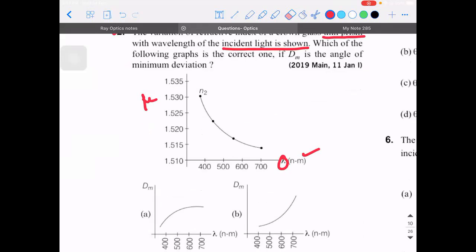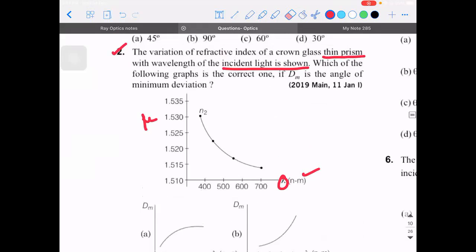So how to solve? Since they use thin prism there is only one formula, delta m is equal to mu minus 1 into A. Correct? So how is refractive index related to wavelength? Inversely proportional. Mu is equal to c by v. So how is c written in terms of lambda?